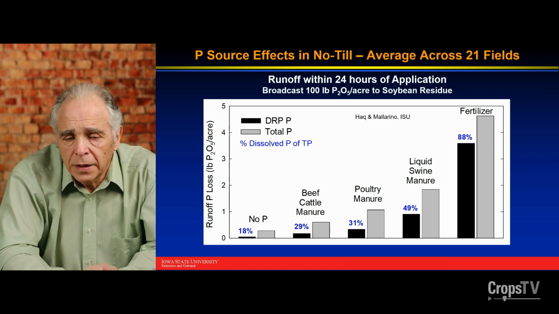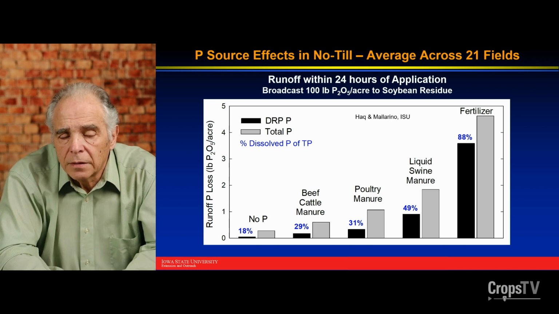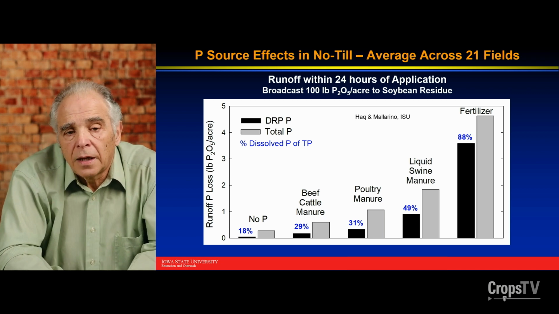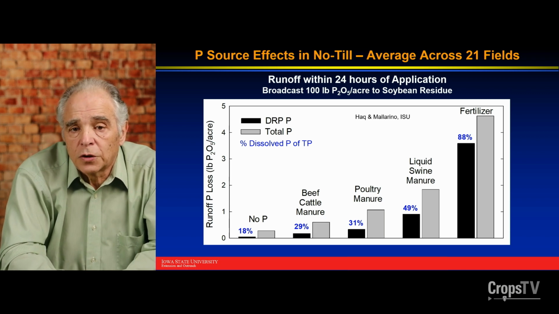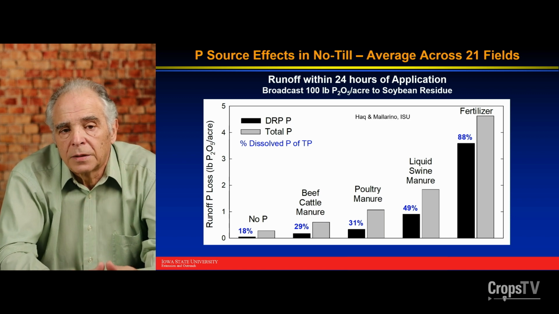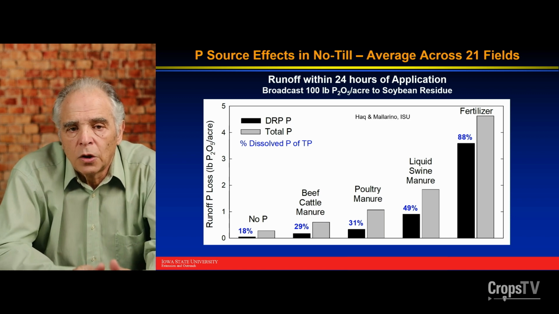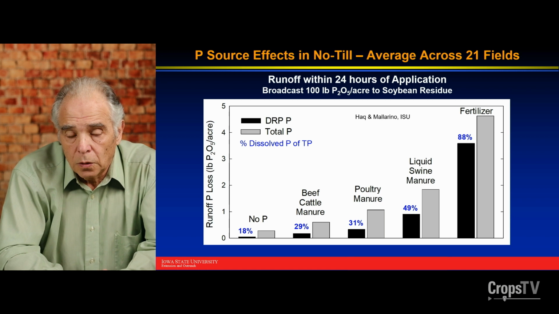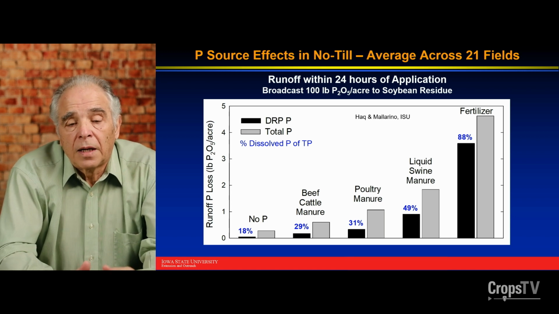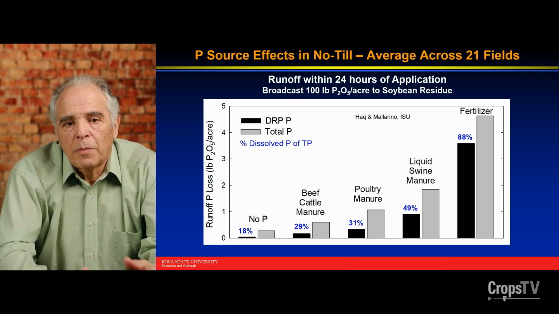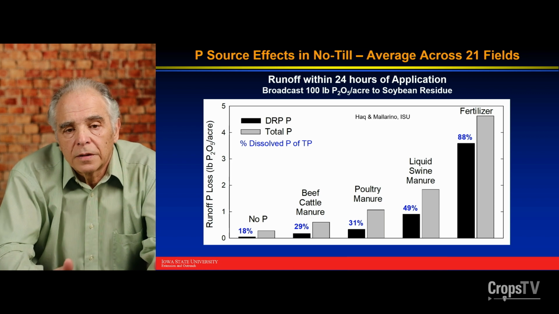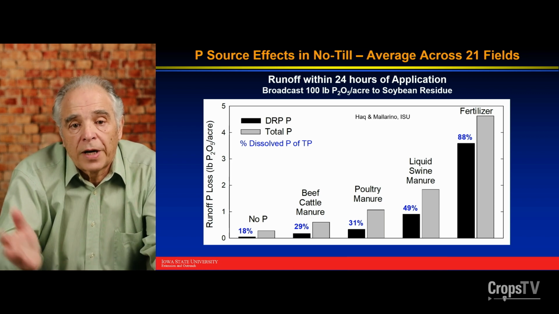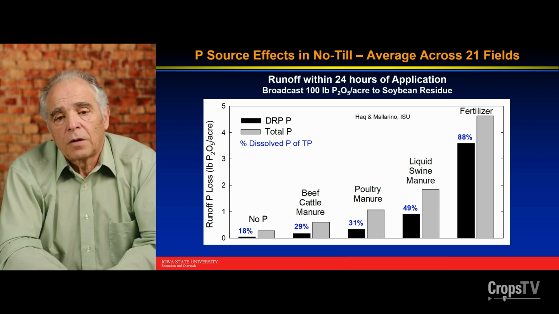Now, in the Iowa P index, we do not separate phosphorus sources because the P index is more like a long-term tool. Okay, this is like a catastrophic thing. You see what may happen if you do the wrong thing. You apply on the surface, and then it rains within the 24 hours.